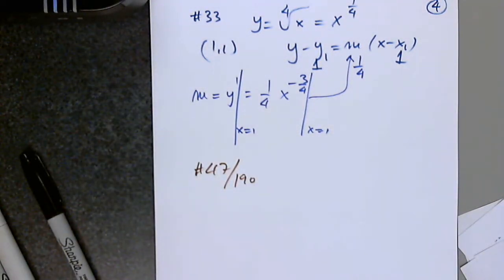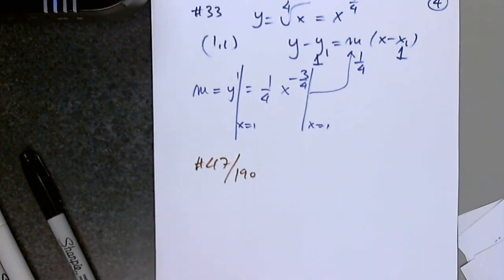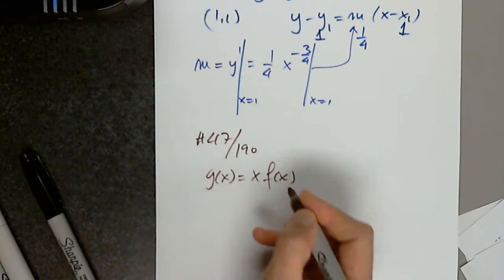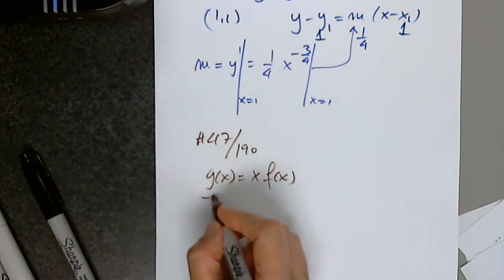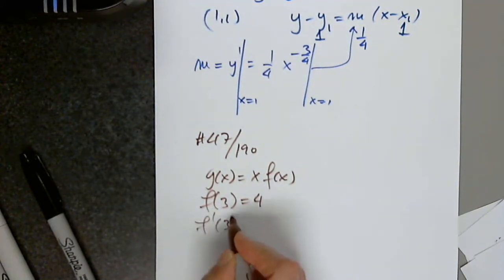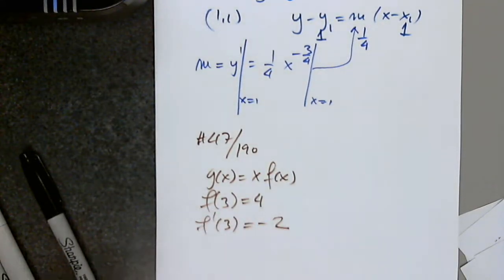47, 47. Yes, we did this together somewhat, but let's do it again, or similar. So we're given g of x, which is x times f of x. And we are told that f of 3 is 4. We are told that f prime of 3 is negative 2. Find the equation of the tangent line to the graph of g at the point where x is 3.